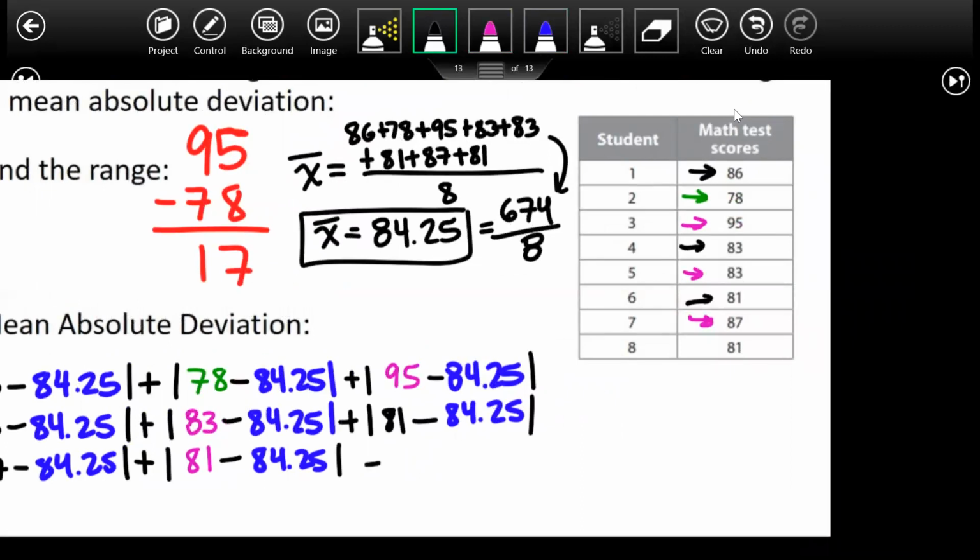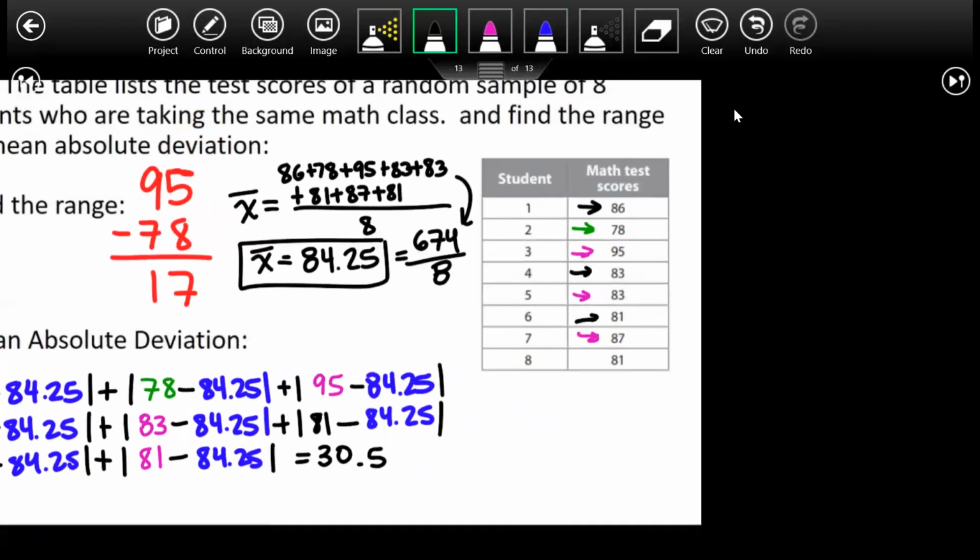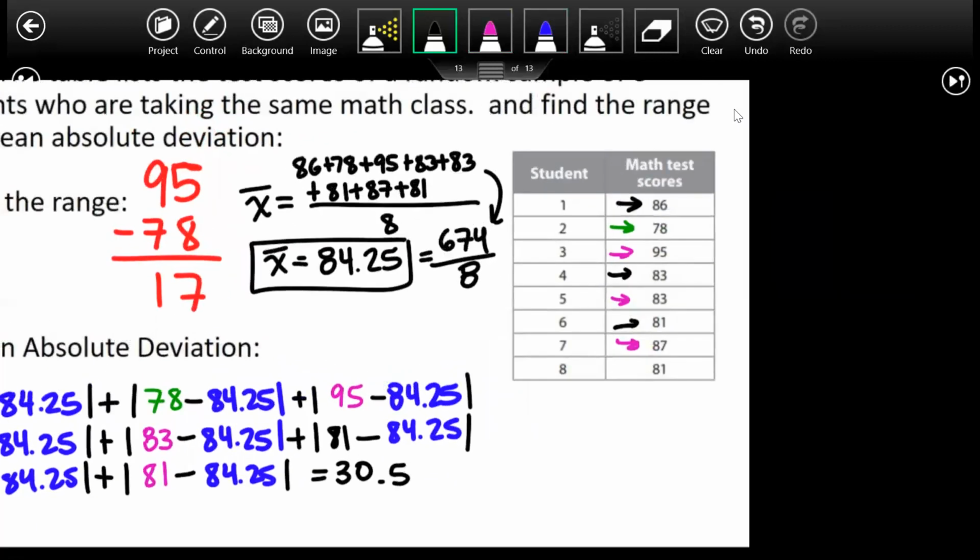I get a total number of 30.5. No, that's not what you got. That's the total. We would divide it up by how many? So the MAD would be those. Dividing them out by 8, we get 3.81. So the MAD.